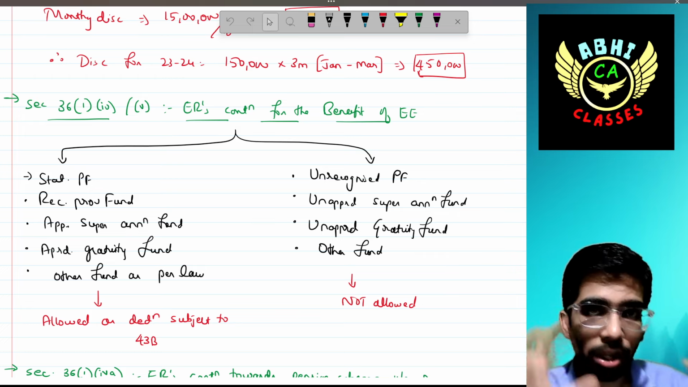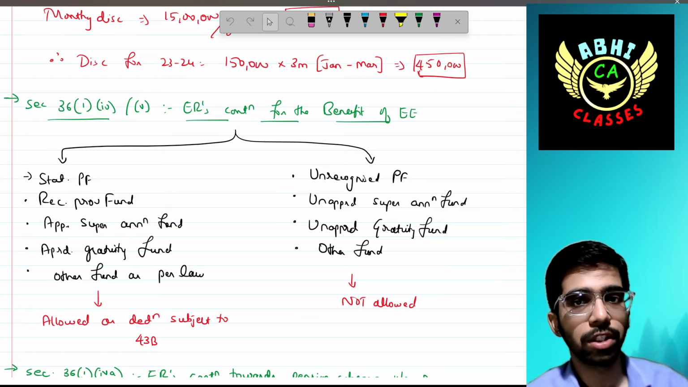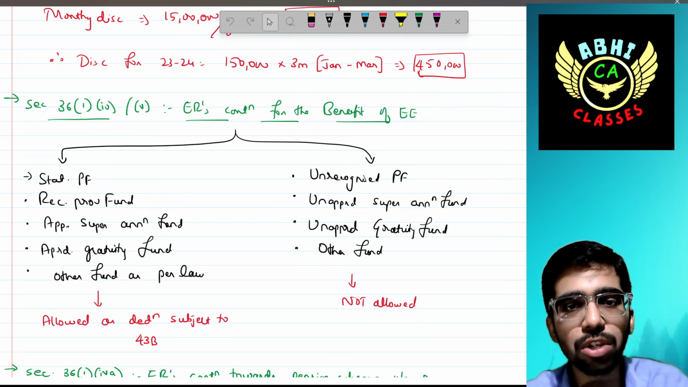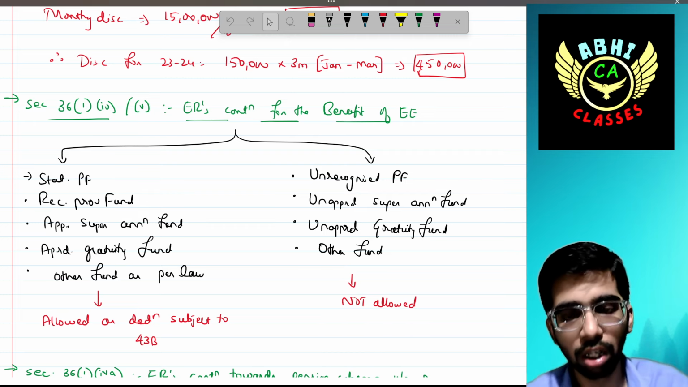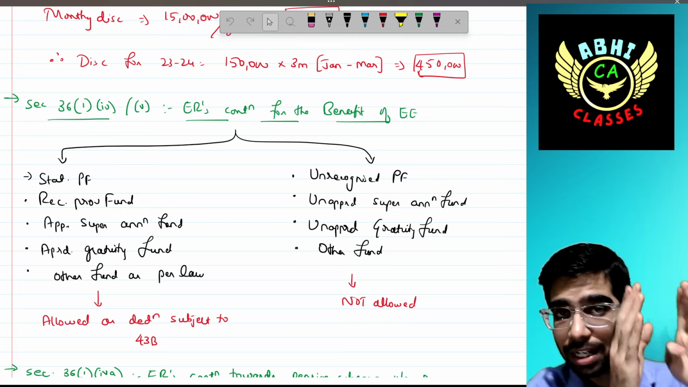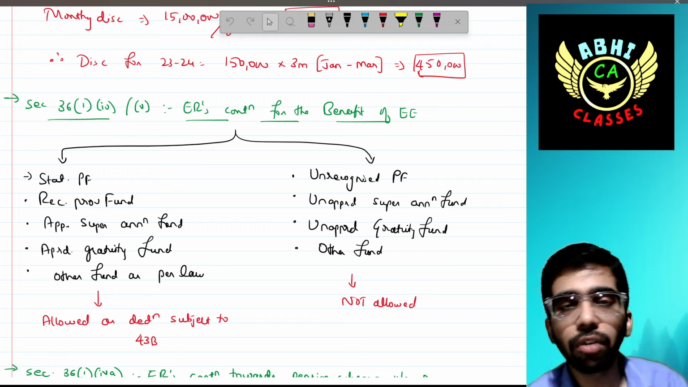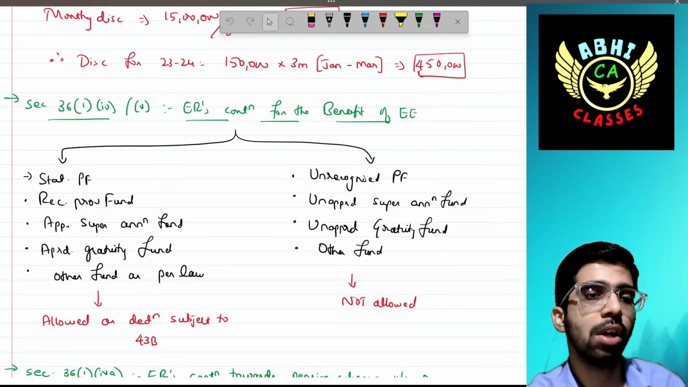And the employer's contribution to an unrecognized provident fund, unapproved superannuation fund, unapproved gratuity fund, and any other fund is not allowed. If it is being debited to the profit and loss account, we have to add it back to the profit and loss account. That is, simply we have to disallow that. That is not allowed. Okay.